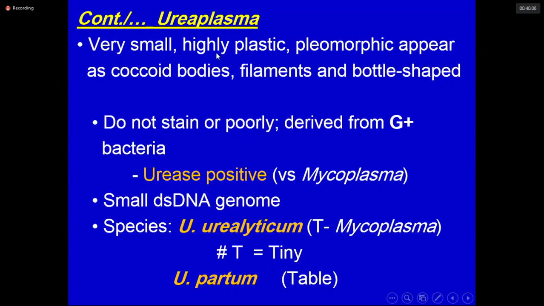Ureaplasma is a genus. There is a species, Ureaplasma urealyticum. Sometimes it is described as T mycoplasma. We said there is a link between Ureaplasma and Mycoplasma. T mycoplasma means Ureaplasma urealyticum. T stands for tiny, very tiny. And there is another species, Ureaplasma parvum.